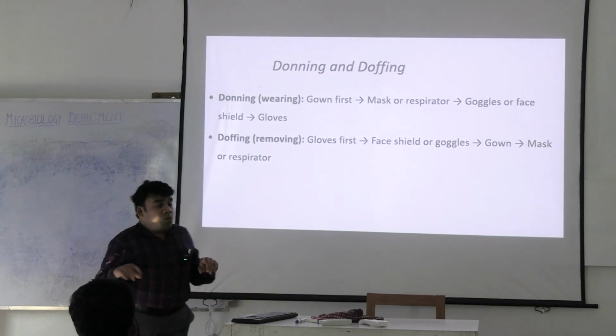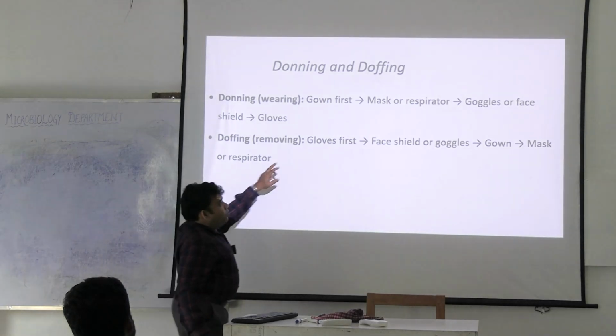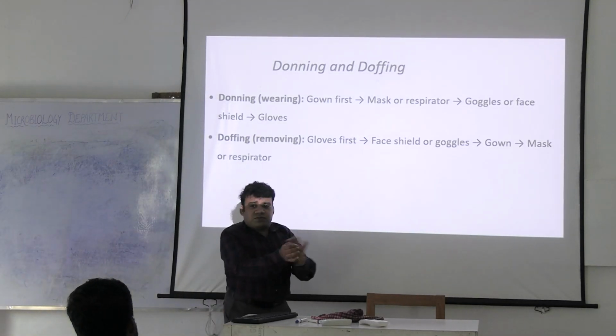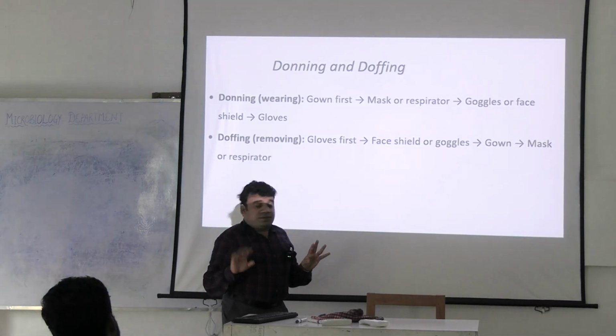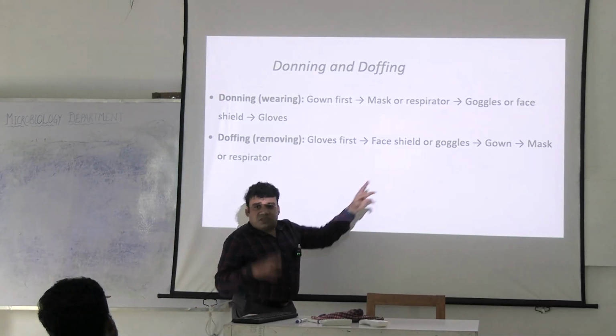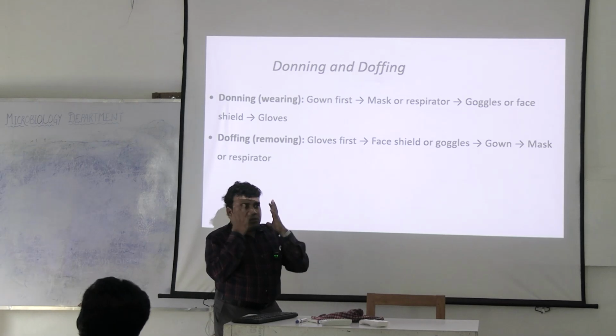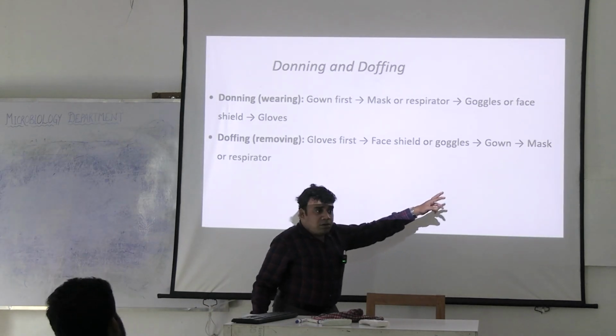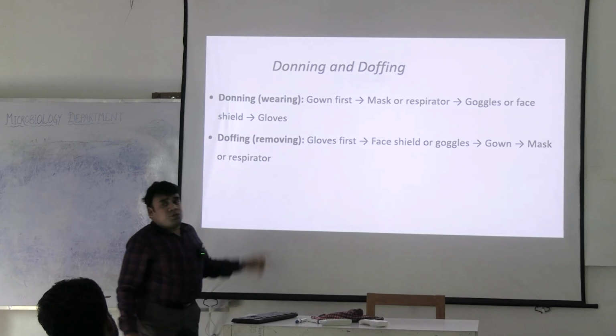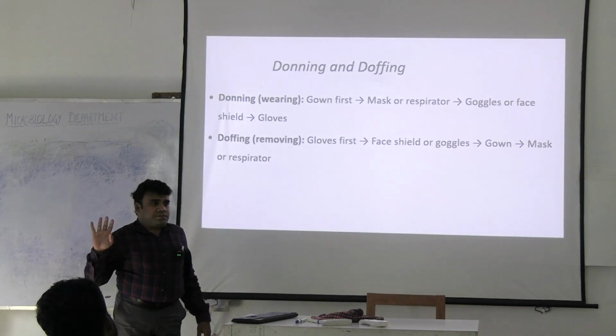Okay. Now while removing, first we need to get rid of the gloves. Why? The most contaminated would be the gloves. Next, the face shield. Face shield and gloves will come in contact mostly. Next, the gown. The mask should be removed at the last.